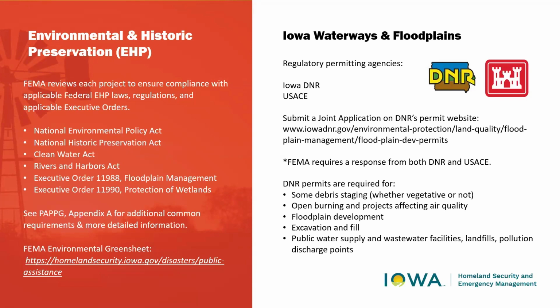Projects near waterways or floodplains require a cooperative effort between the applicant and regulatory agencies. Additional information on submitting the joint application through the DNR's permit website can be found on the DNR's website, and FEMA does require a response from both the DNR and USACE. DNR permits are required for some debris staging, whether vegetative or not, open burning and projects affecting air quality, floodplain development, excavation and fill, public water supply and wastewater facilities, landfills, pollution discharge points. HSCM does have an EHP specialist that can help you if you have any questions with this as well.